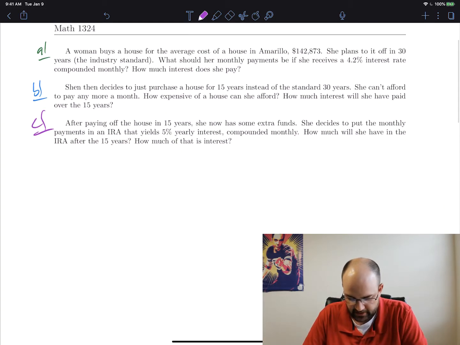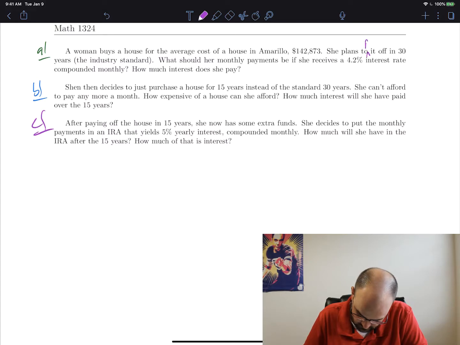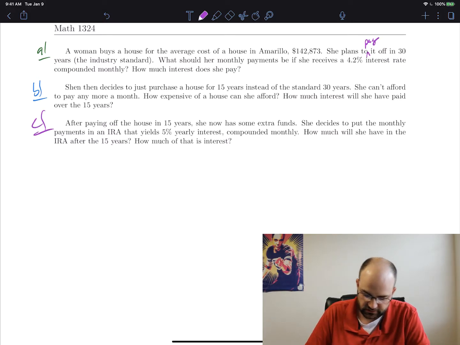a woman buys a house for the average cost of a house in Amarillo for $142,873. She plans to pay it off in 30 years, the industry standard. What should her monthly payments be if she receives a 4.2% interest rate compounded monthly? How much interest does she pay?